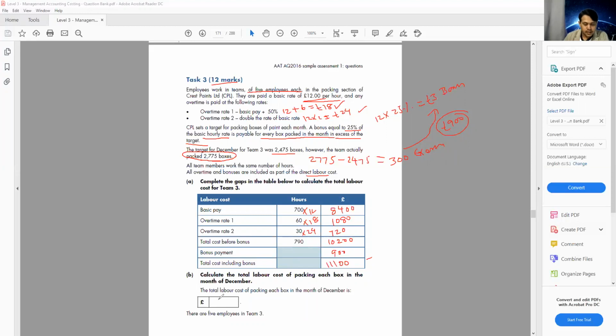We can see here, four count per cost. How did they get it? You need to find how many boxes they actually make. You can see here they actually make 2,775 boxes, and the total cost is this. So you can understand basically the per box cost will be, the total divided by the number of boxes.